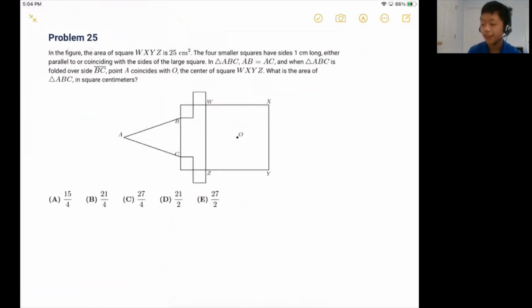So question 25 is honestly a weird problem, right? In this question, you have a figure, and the area of square WXYZ is 25 centimeters squared. The four smaller squares have sides 1 centimeter long and are either parallel to or coinciding with the sides of the larger square. And in triangle ABC, AB equals AC. When triangle ABC is folded over side BC, we know that point A coincides with O, the center of the square WXYZ. We want to know what is the area of triangle ABC in square centimeters.